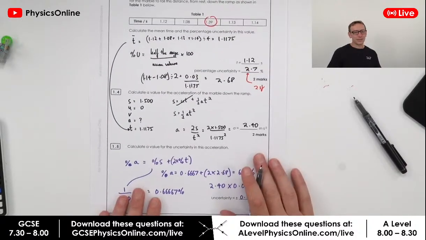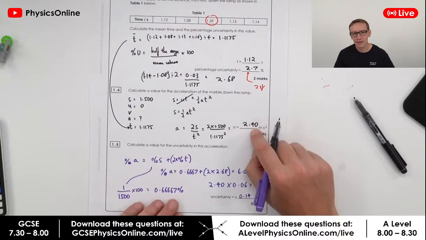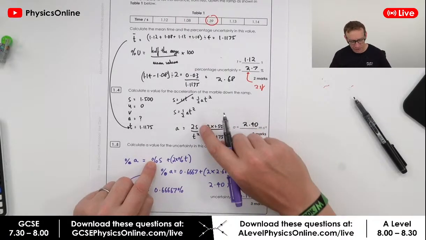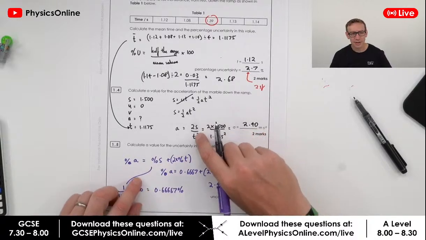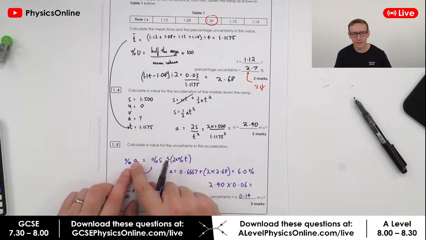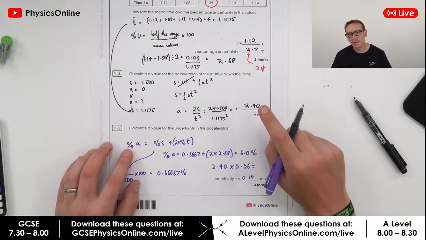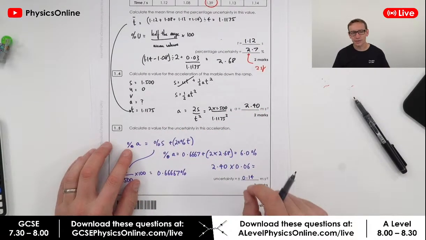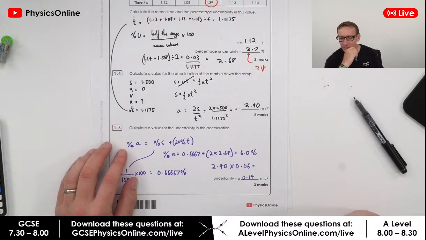Okay, so the approach we took for this one was that we knew the value for the acceleration. If we worked out the percentage uncertainty in s, and we added that to 2 times the uncertainty in t, we could then look at the total percentage uncertainty in the acceleration. And if you know the percentage uncertainty in the acceleration, we can multiply it by the value for the acceleration to get the actual uncertainty in that value. If you add or subtract two values, you add the uncertainties. Yeah, I think that's right.